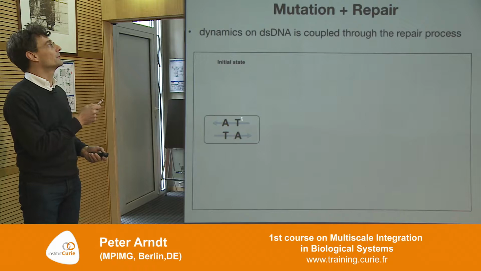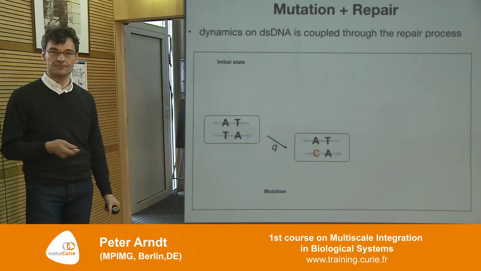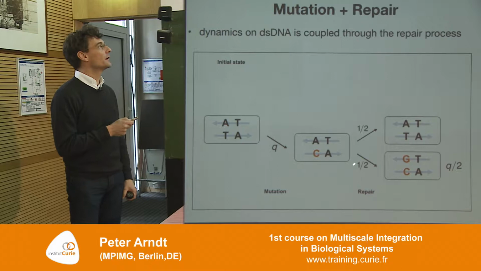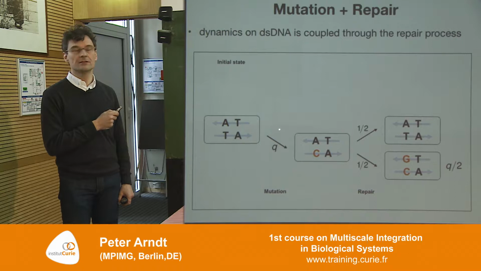So then imagine that this T changes to C due to some mutation. Then of course there's a base mismatch here. And biology actually takes care of those base mismatches, and it will try to correct this configuration. And here now it can do two things. Of course, it doesn't know what was the original configuration. So it can do either of two things.